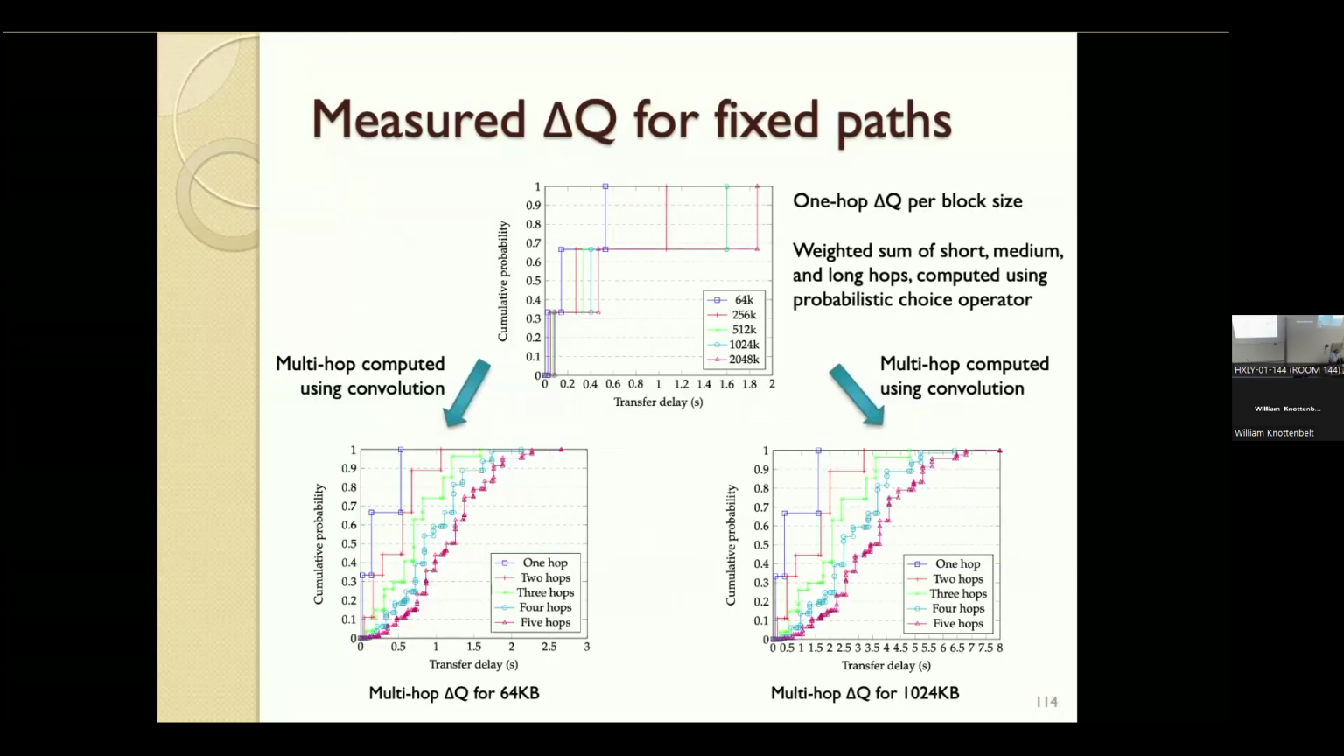So the measuring of the ΔQs. We measure first on the top here. We have the one hop per block size here. So you can see the different block sizes in the different colors. They're from 64K to 2000K. And then you do a multi-hop here. So basically, TCP connections seeing windows. What you're seeing there is the round trip times, window open cost.